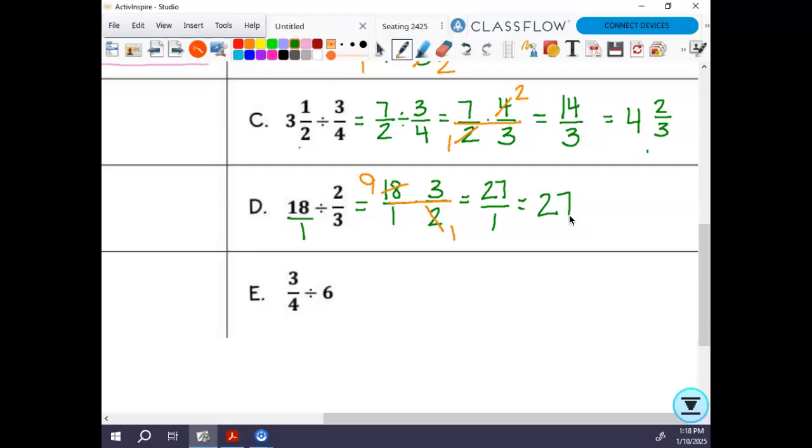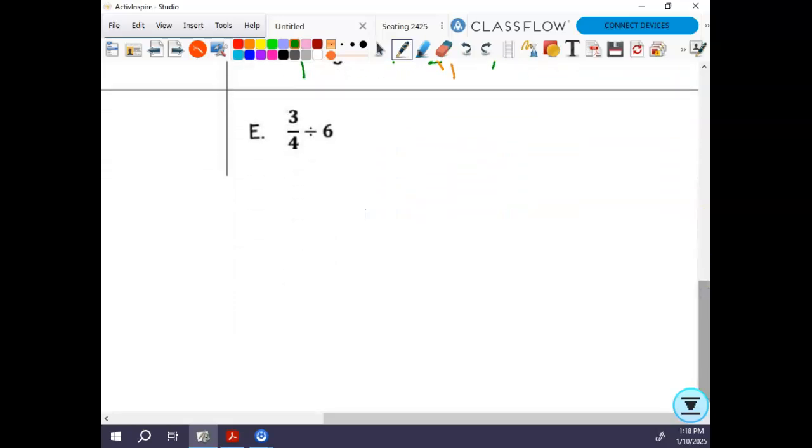Do we think we can do E all by ourselves? Give it a shot. I got 1/8. Do we agree?